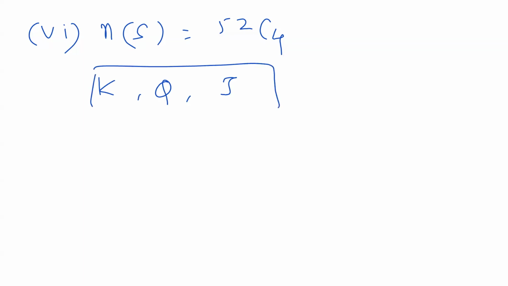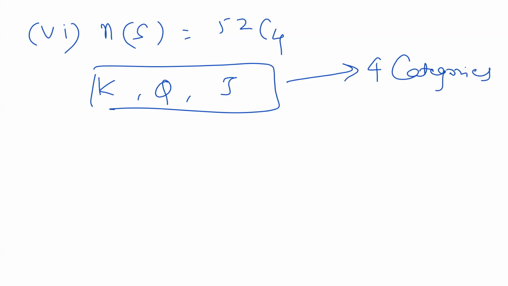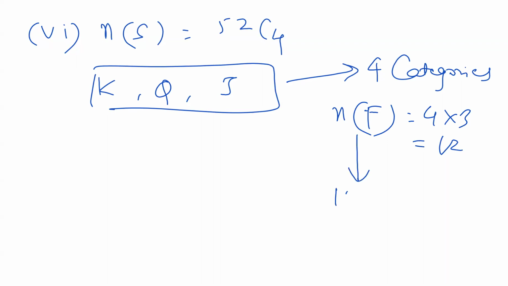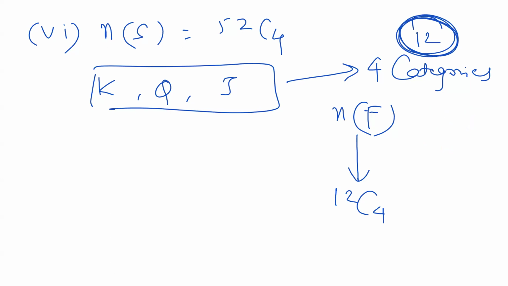Let us go to the sixth problem, sub question 6 I mean. N of S is equal to 52C4, that we all know right from the beginning of the problem. All will be face cards. So let us count how many face cards are there. King, queen, jack. These are three face cards, and there are four categories: spades, clubs, diamonds, and hearts. So n of, let's say, f: each category has three face cards, so four categories will have 4 into 3, which is 12 face cards. So n of f will be 12c4, right? So there are a total of 12 face cards, and out of 12 we have to select any four cards, and p of f is equal to n of f upon n of s.